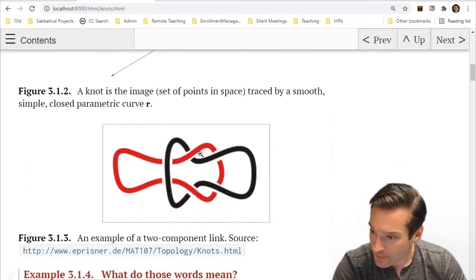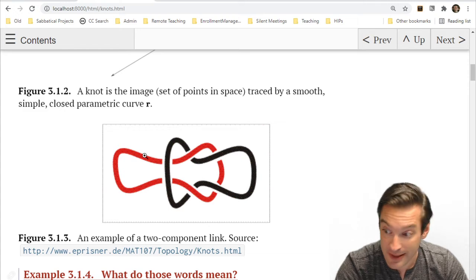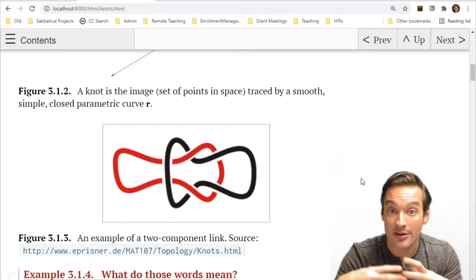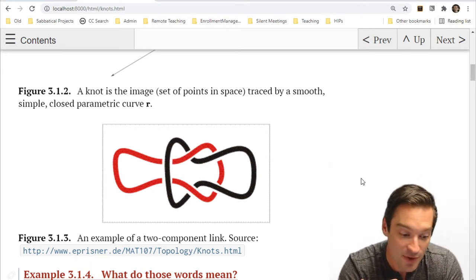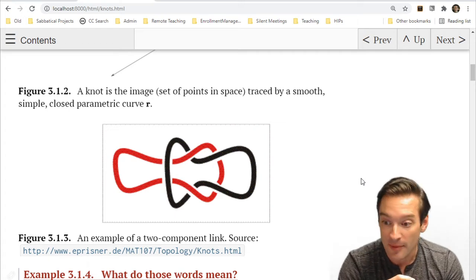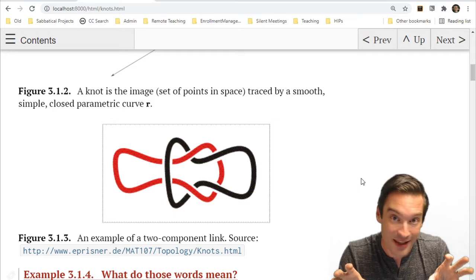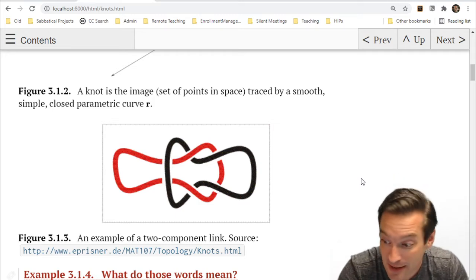Here's an example of a two-component link. Right? We have one red looping thing that kind of looks like a knot in and of itself. The black looping thing also looks like a knot in and of itself. And they also are entangled with one another as well, as most interesting links would be. If I just have two knots sitting side by side and not interacting, we could consider them a link, but that's not very interesting because they're not interacting with one another at all.